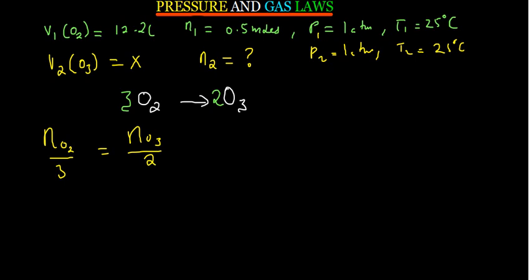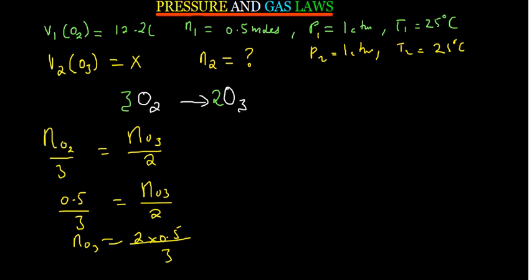So the number of moles of oxygen, we already have it given. That is 0.5. That divided by 3 is going to give us the number of moles of ozone divided by 2. So to remain with the number of moles of ozone, we'll multiply these two terms, multiply by 0.5. And then this value which is supposed to multiply the number of moles of ozone, we are going to divide. And so this is going to give us 0.33 moles of ozone.